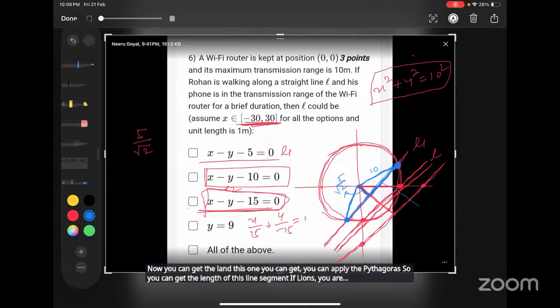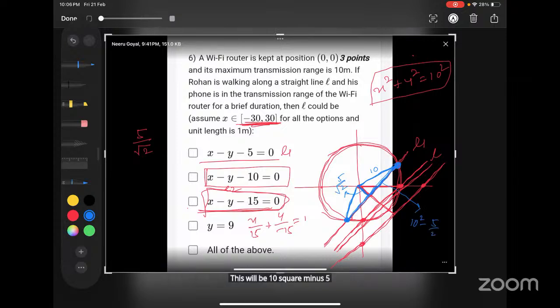If you are getting the line segment, this will be 10 square minus 5 by root 2 square over root, right? Yes. What are you getting, Mary, here? So this is 25 by 2, 100 minus 25 by 2. This would be root of 175 by 2. So the length of the line segment will be two times this. Two times will give the total chord length.